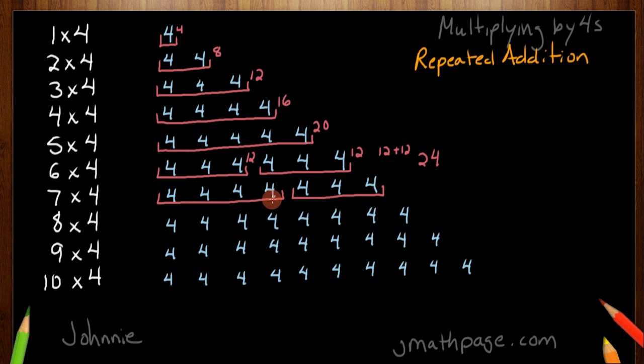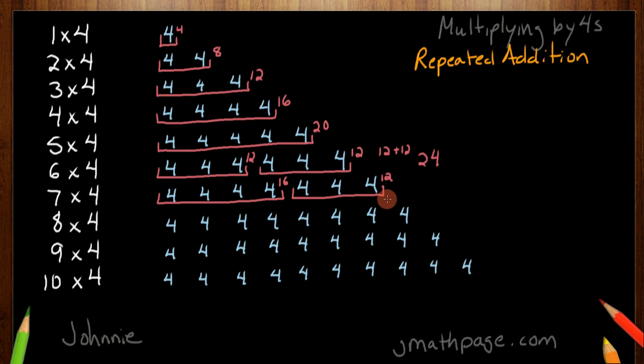So 4 4s here should also be 16. Now I have my 3 4s again, and I know from the last time I worked with 3 4s that it should be 12. Let's double check. 3 times 4 is 12. So 3 4s is 12.